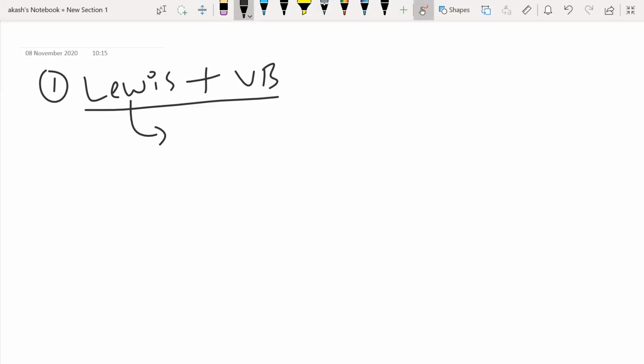So how do we draw the Lewis dot structure? It's pretty simple. The oxygen atom is at the center. I know I have 6 valence electrons in oxygen, correct? So let me draw it this way. And I have hydrogen atoms on both sides, having 1 electron each in the valence shell.